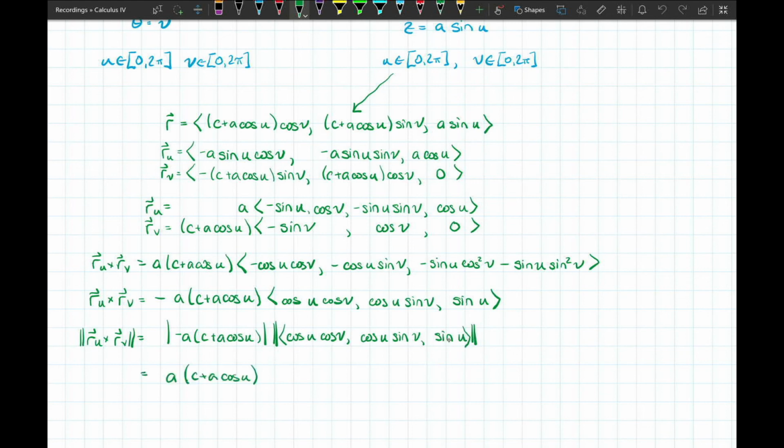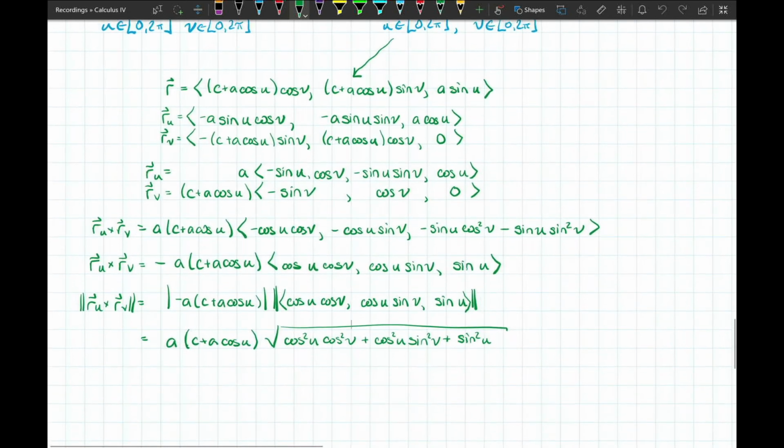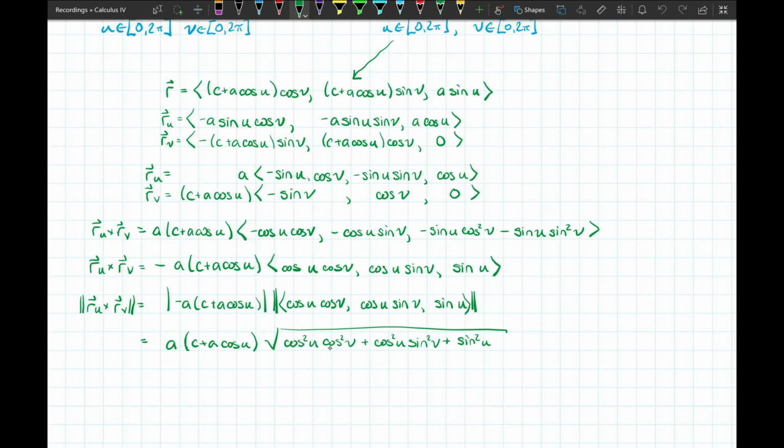Now, as for the magnitude of this vector, we'll just use our classic squaring each component and square rooting the result. In that squaring each component, you're going to see another common factor showing up. We have a common factor of the first two terms, cosine squared u, and that leaves us with cosine squared v plus sine squared v, which is equal to 1. So this can be simplified to simply just cosine squared u. And that third term is sine squared u, and the sum of those two is equal to 1. And the square root of 1 is 1. So after all of that, the magnitude of Ru cross Rv is a times c plus a cosine u.